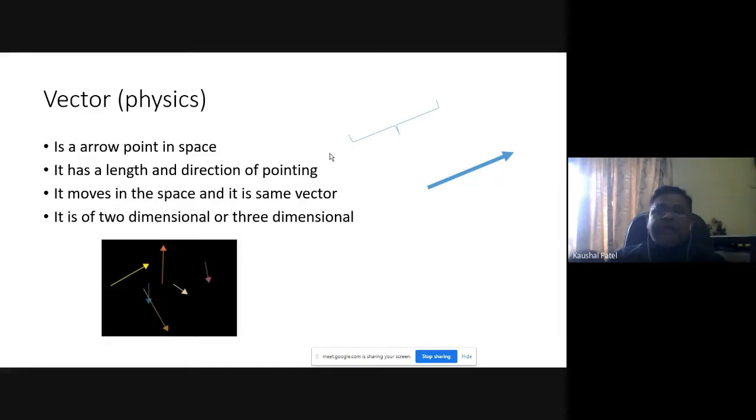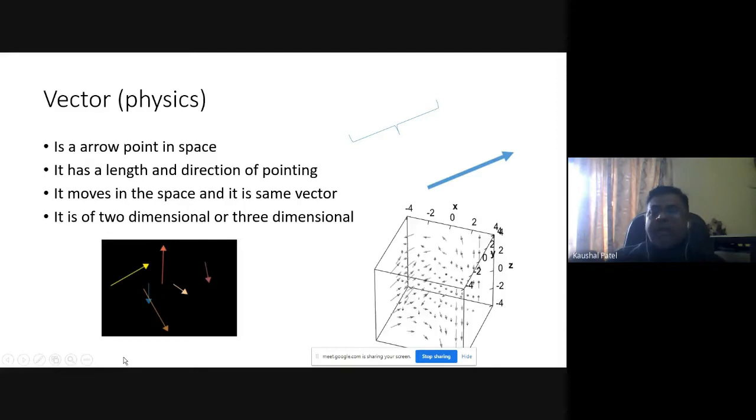Generally we can say that a one dimension vector is not possible. We can define the vector in two dimension or three dimension. So this is a two dimension vector, and this might be a three dimension vector. So a vector in physics is an arrow. It has a length, it has a direction. It cannot be changed. It can be transferred from one place to another place, and it is of several dimensions also.